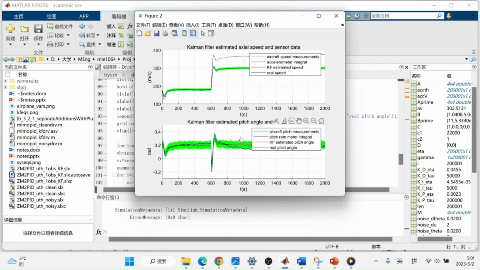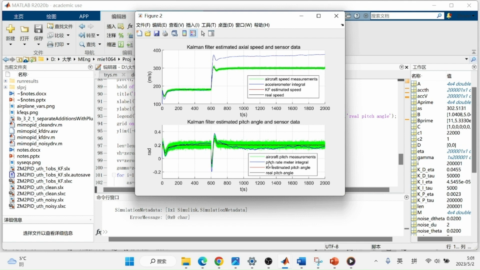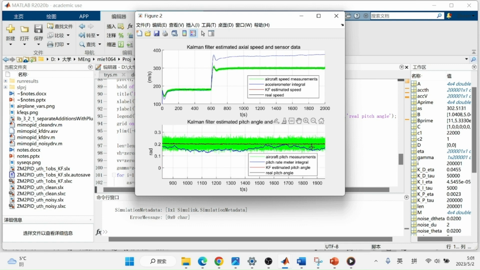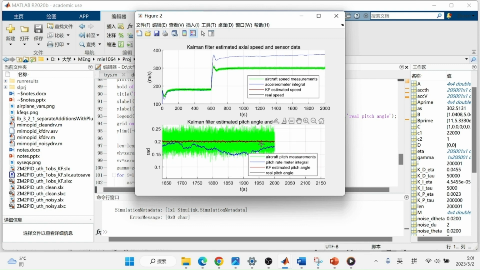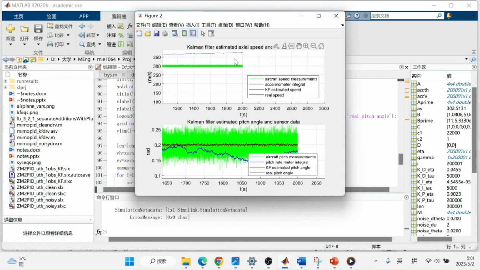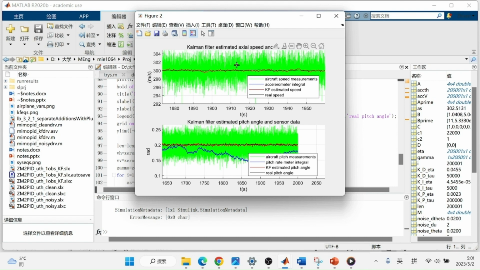Yeah, as you can see, the axial speed sensor and the pitch angle sensor readings, being the green lines, are quite noisy but have a relatively stable mean. On the contrary, the integrals of the accelerometer and the pitch rate meter have less fluctuation but are drifting heavily. The red lines are the outputs of the Kalman filter, and the black lines are the actual performances of the aircraft. I can zoom in here, you can see it more clearly. See how nicely the Kalman filter has fused the two types of measurements.